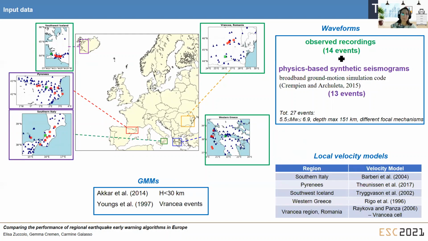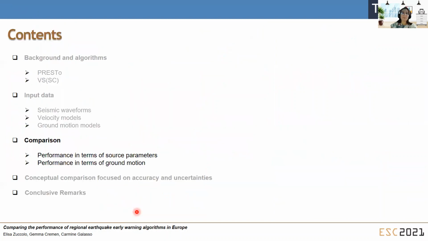Lastly, we computed the ground motion using the European GMPE by Akkar et al. 2014 for shallow crustal events, and the GMPE by Youngs et al. 1997 for the deep events of the France region. We ran playbacks of the seismic waveforms using both PRESTo and VS in SeisComP. We evaluated and compared the performance of both algorithms in terms of the source parameter estimates, magnitude and location, and the corresponding ground shaking predictions at selected target sites.